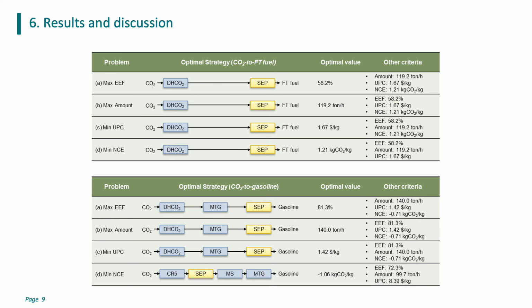For the optimal CO2 to FT fuel strategy, the direct CO2 hydrogenation to FT fuel is the outstanding strategy, which is the optimal one for all 4 examined criteria. At the same time, the table below also shows the optimal strategy. The optimal values depending on the criteria are also shown for gasoline from CO2 feedstock.